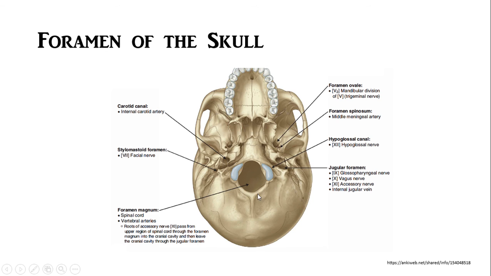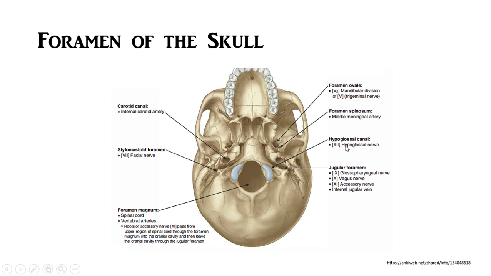Next, the largest hole, which we saw on the occipital slide, is the foramen magnum. It has the spinal cord, the vertebral arteries, and the spinal accessory nerve roots passing through it. And next we have the jugular foramen. It has 4 big features going through it. It has the glossopharyngeal nerve, the vagus nerve, the spinal accessory nerve, and then the internal jugular vein. And all of those pass through that one hole.